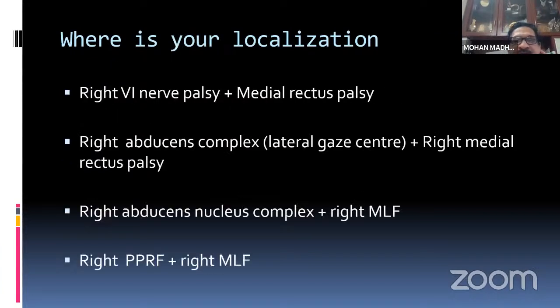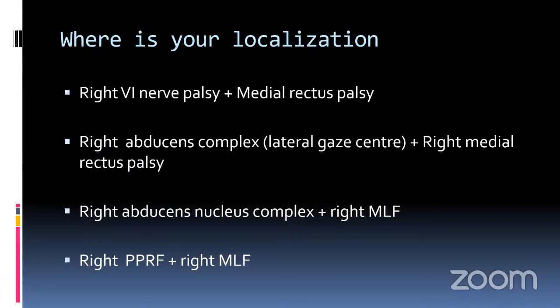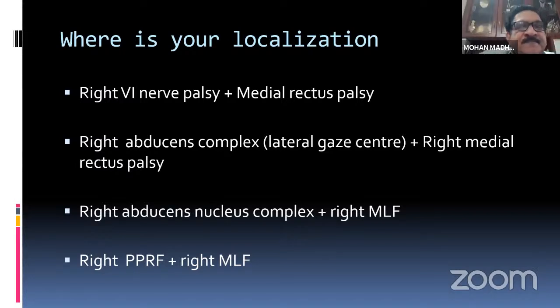So, where is your localization? Is it right sixth nerve palsy and medial rectus palsy? Right abducens nuclear complex, there is lateral gaze center and right medial rectus palsy. Right abducens nuclear complex and right MLF. Right PPRF or right something else. It is a multiple choice question. You can choose which one. If you want to see the video, I can show it.